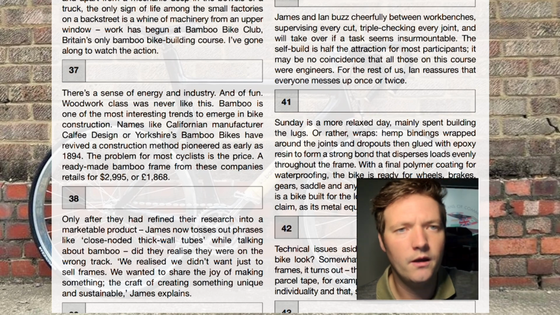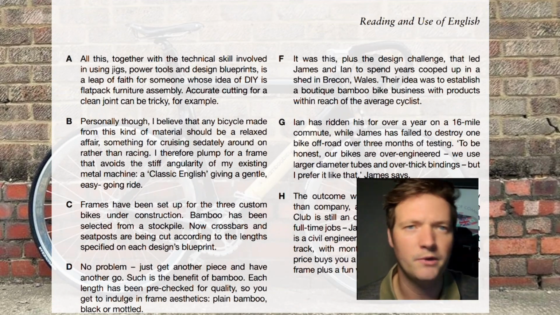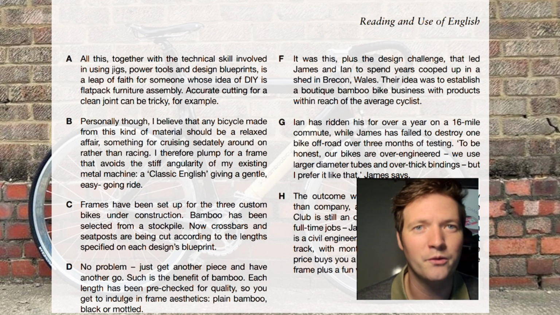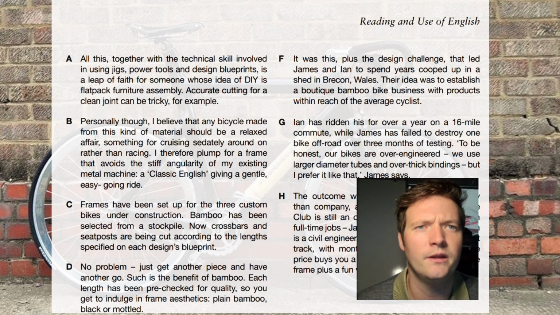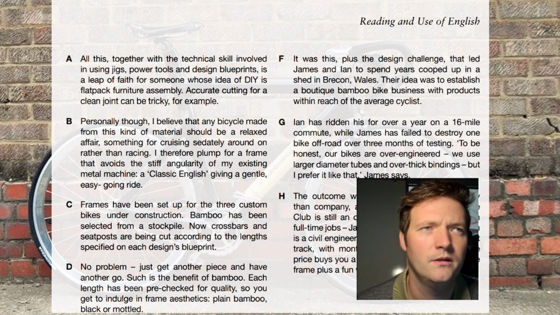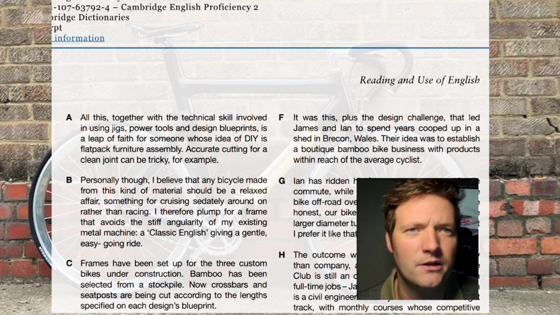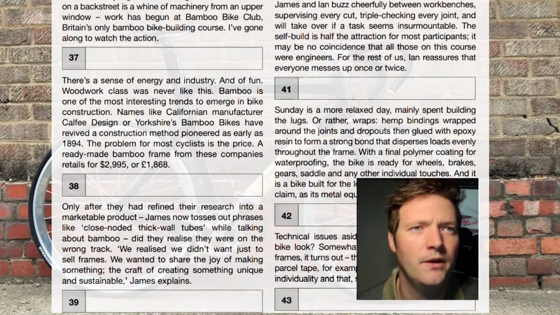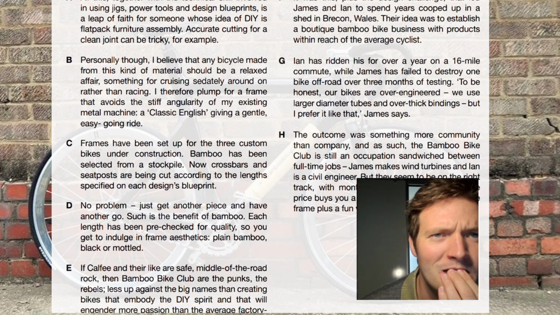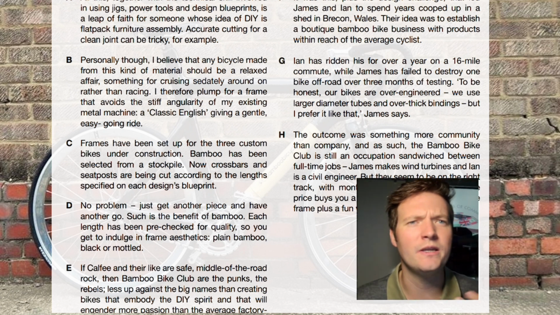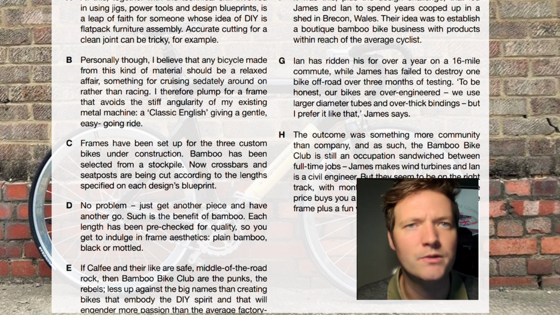Okay, so of the options, I'm going to ignore the ones I've already used. So I've already used A. What about B? Personally, though, I believe that any bicycle made from this kind of material should be a relaxed affair. I don't think anyone said it shouldn't be relaxed, no? Everyone messes up once or twice is the last thing that Ian said. He's saying that in B, it's more for cruising around, not for racing. Doesn't really make any sense.